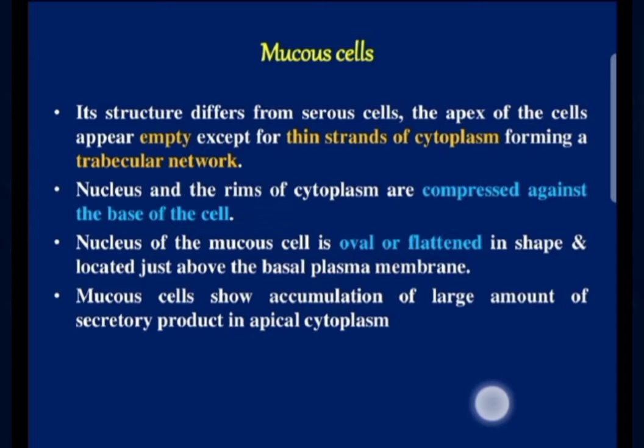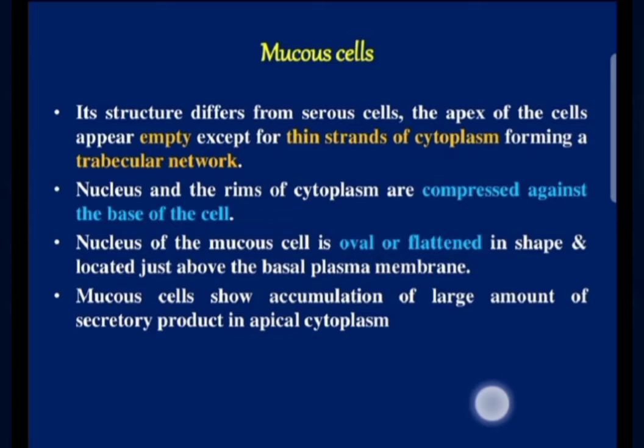And mucinogen granules, they secrete the glycoprotein, which is hydrophilic, which when it comes out combines with water to give rise to a foamy gel-like material, which is called the mucus. And when we see under the microscope, these cells are empty towards the apical side. Nucleus and the rim of the cytoplasm are compressed against the base of the cell. Nucleus of the mucus cell is oval or flattened in shape and located just above the basal plasma membrane.